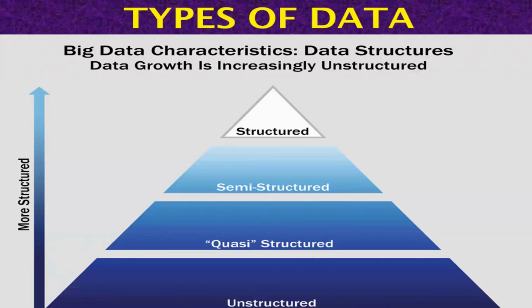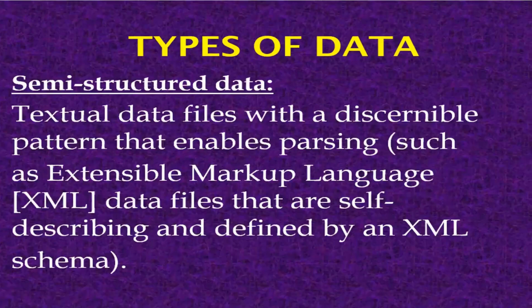Structured means what? RDBMS data, tables, as well as Excel files and CSV files fall under structured data. When I talk about semi-structured data, these are XML files and also JSON files, Parquet files, Avro files, and ORC files. All these will fall under semi-structured data.